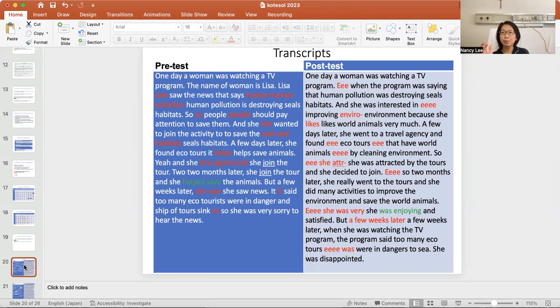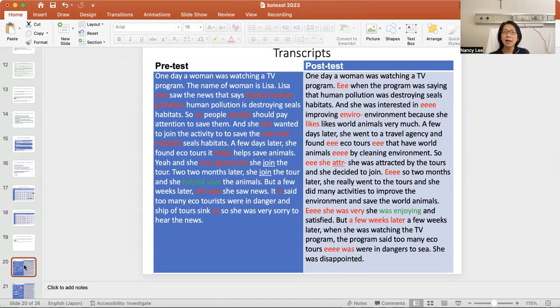The first impression of these two transcripts is that we can see this particular participant produces much more content in the post-test. And if we read through the transcript, indeed, the participant added more content, and also the units used are more complex, more sophisticated compared to the units in the pre-test. Okay, let's have a look.